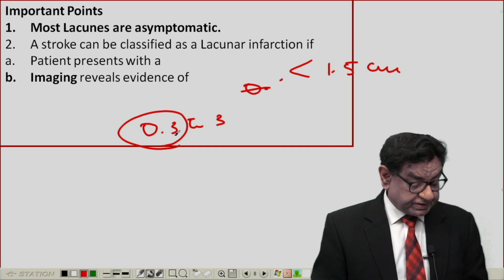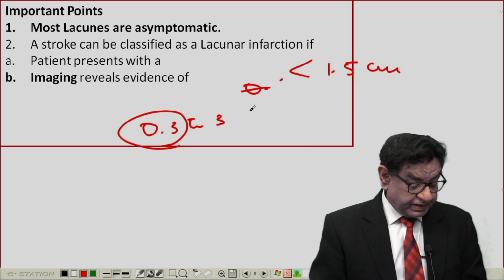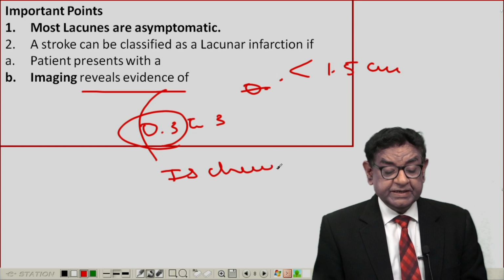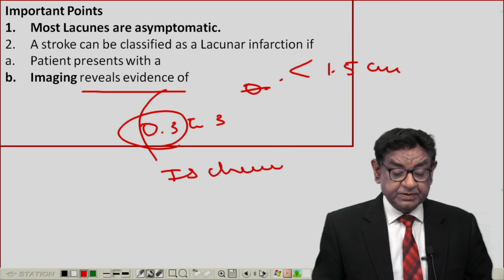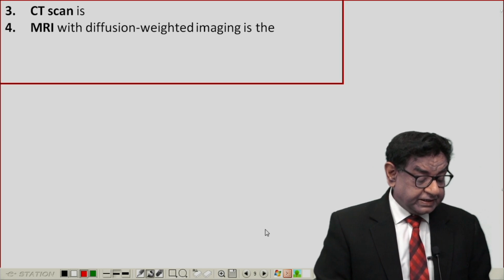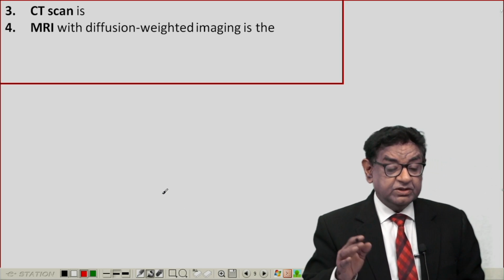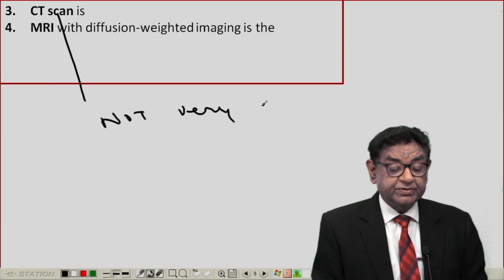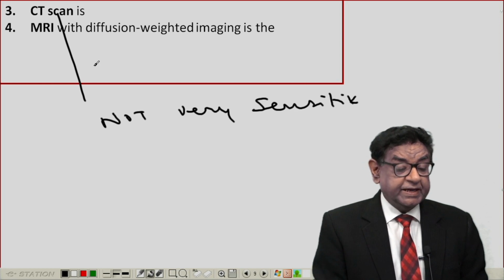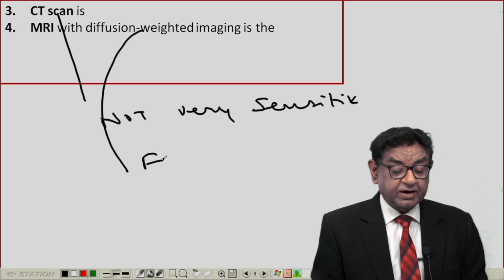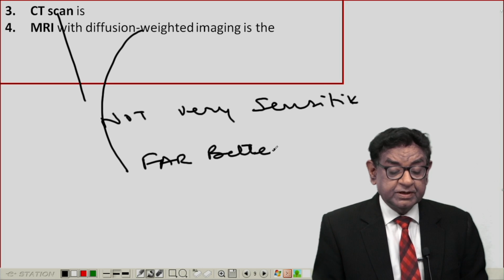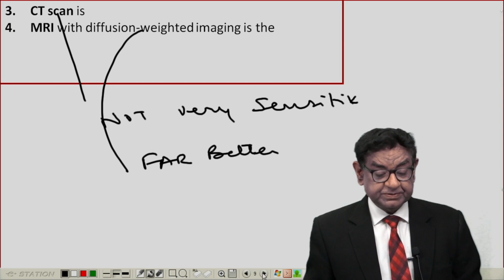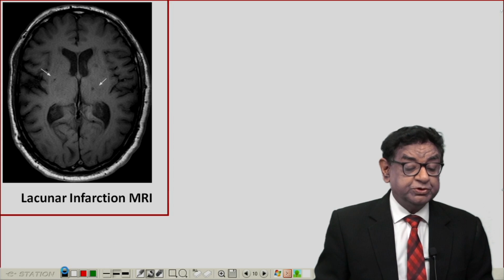Otherwise, the patient presents with classical lacunar syndrome, and imaging can reveal evidence of some ischemia, as I have just shown you in the pictures. CT scan is not very sensitive to pick up this, but MRI with diffusion weighted image is a far better diagnostic tool, because it is always the modality of choice. Now I'd like to show you some of the lacunes.